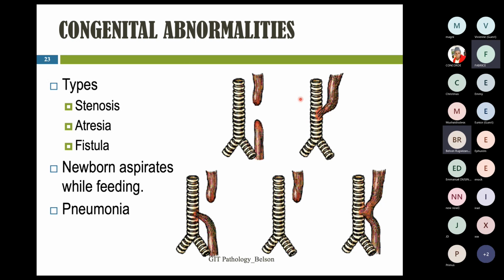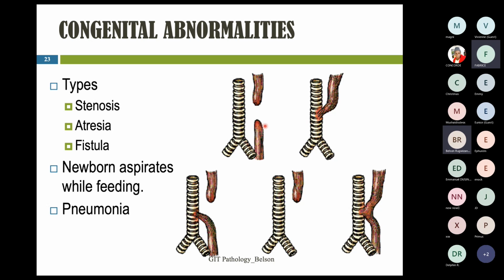So we have many kinds here. You see, first of all, on the list we have the type. We have stenosis, which is not what we have here, where there is narrowing somewhere in the esophagus. So what we have here is atresia.